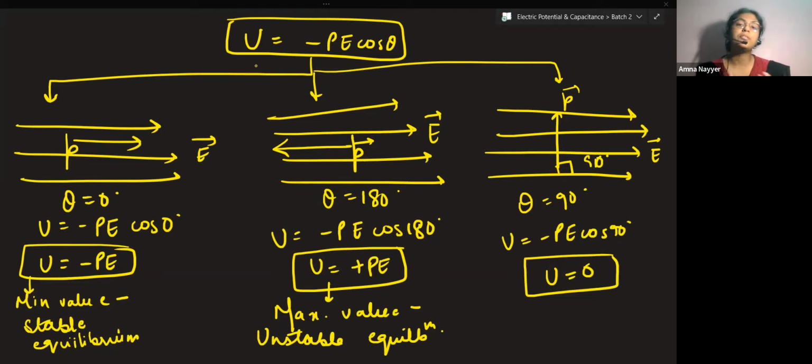You have to remember firstly the formula: minus PE (cos theta 2 minus cos theta 1). If cos theta 1 is not there, meaning theta 1 is 0 degrees, then only you can write minus PE cos theta. And with minus PE cos theta, you can have three cases: both parallel, both anti-parallel, both perpendicular. Understood?